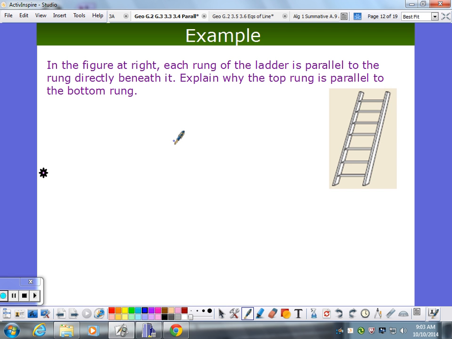So in the example right here, we're on the bottom of page 1, each rung of the ladder is parallel to the rung directly beneath. So I'm marking up my diagram. I still have people who are refusing to mark up a diagram. You got to. That's how you can see what's going on. So now they want to say, well, why is the top rung parallel to the bottom rung? Can anybody explain that? Why would that be? Joseph, why would that be?